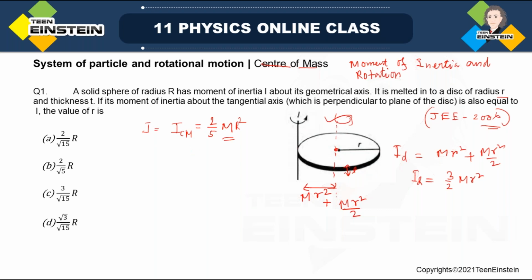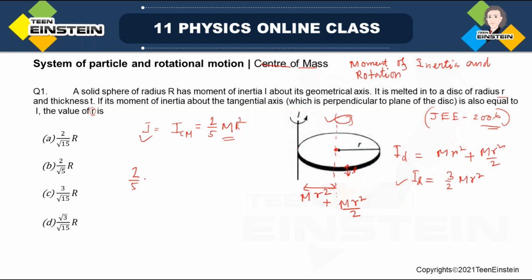Now, according to the question, these two will be same. Then you have to find out the value of this small r. Okay, the value of the radius of the disk you have to calculate. So let us just equate these two.